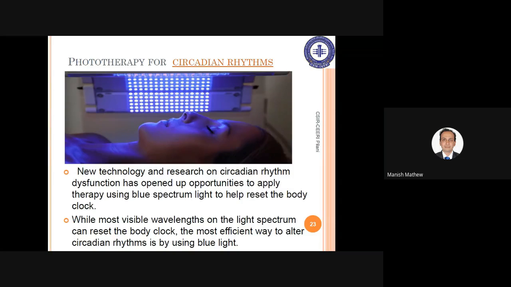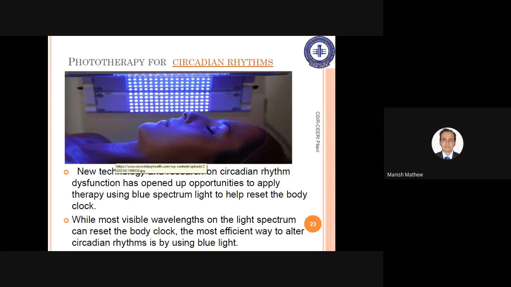So if you just have an exposure to this blue LED light, if you look here, if you have this type of exposure, this will help reset your body clock, and after one or two exposures, you will be able to get a proper sleep. While most visible wavelengths on the light spectrum can reset the body clock, the most effective way to alter circadian rhythm is using blue light. So as I said, this is very effective for treating circadian rhythm disorders.